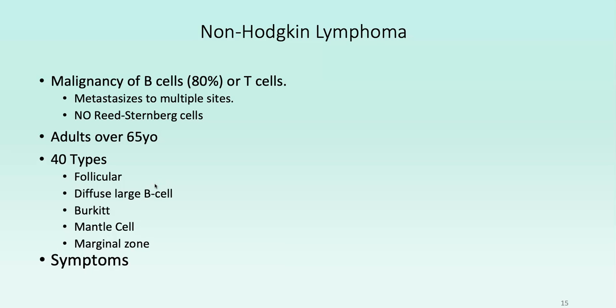Marginal zone lymphoma, a non-Hodgkin lymphoma, affects the lymph cells that are probably the most mature, but these lymph cells reside at the very edges of the lymph nodes, meaning they aren't going to spread quickly. They're well localized.